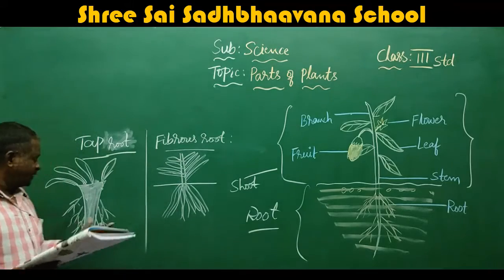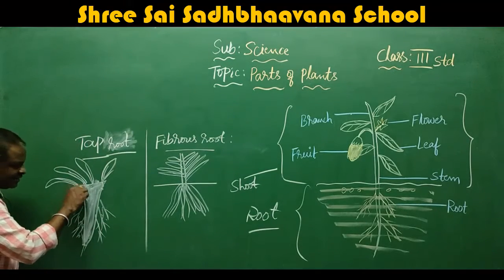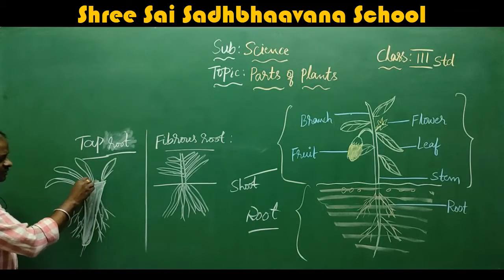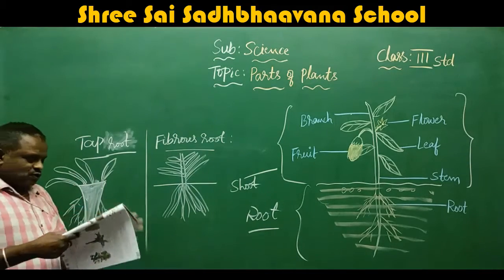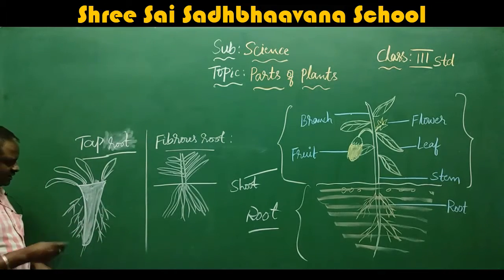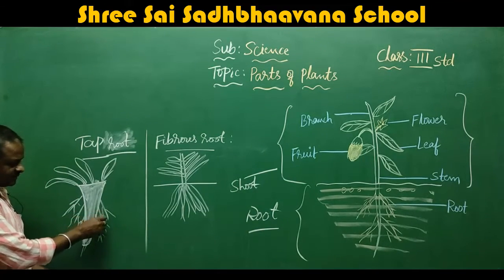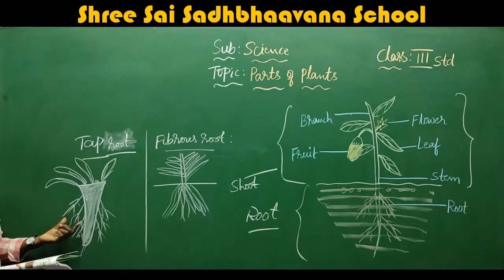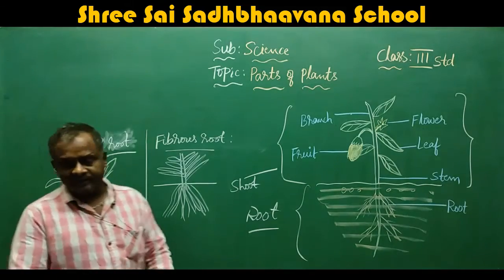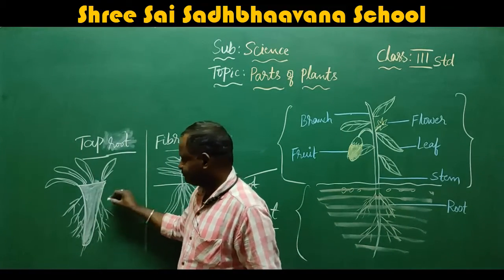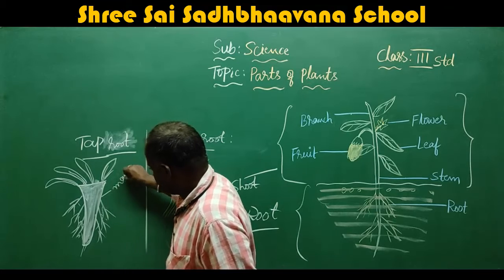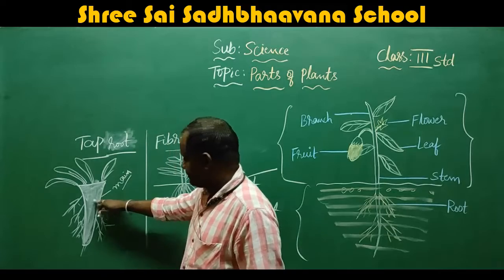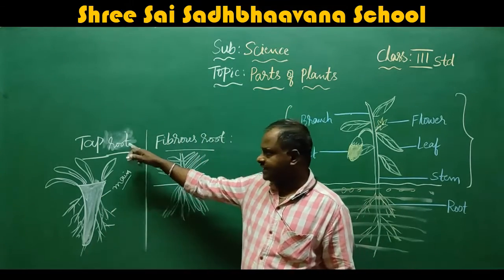The taproot has the main root. See here, this is the main root which grows from the stem, and so many small roots grow from the main root. This is the main root and so many small roots like this are grown from the main root. This is called the taproot system.